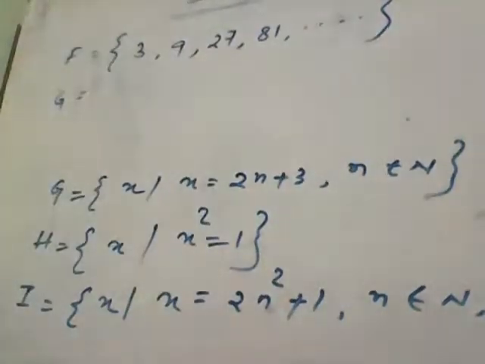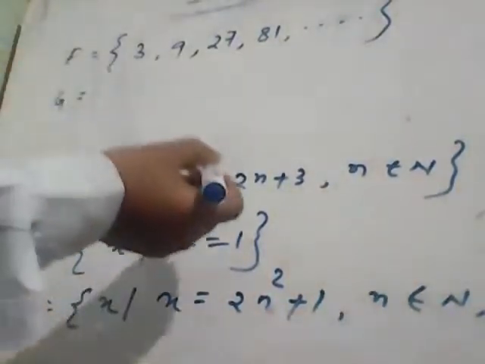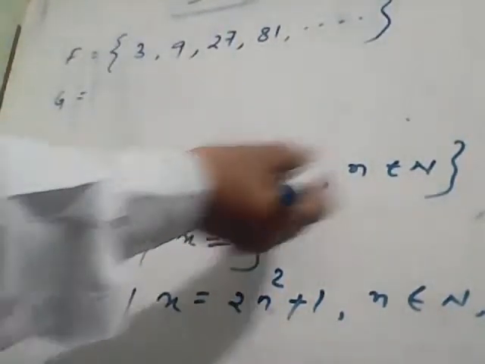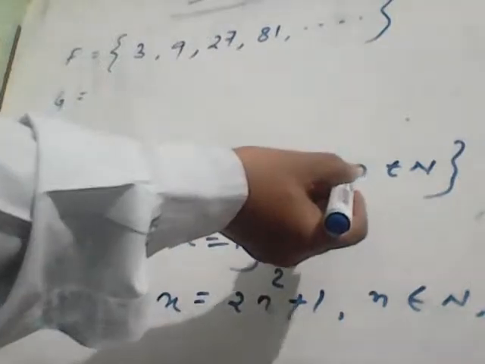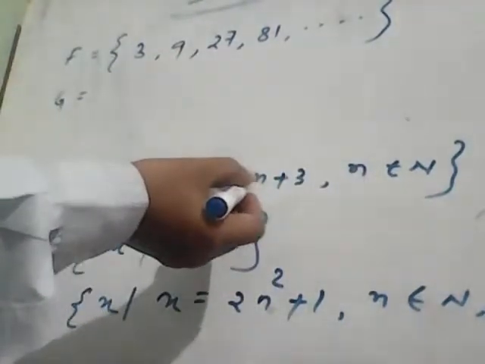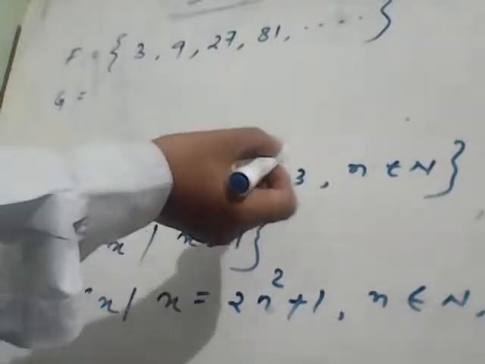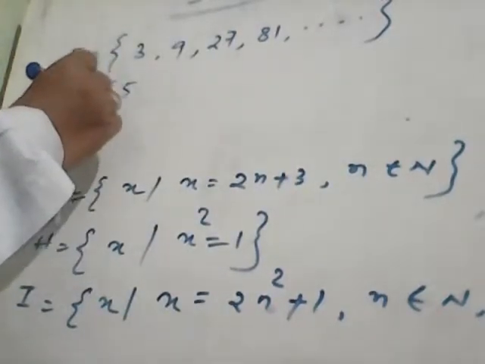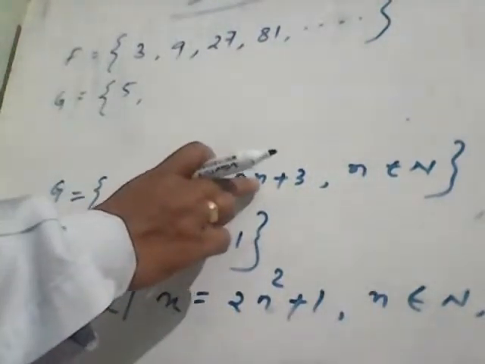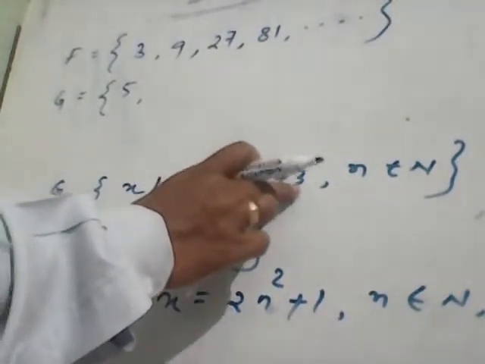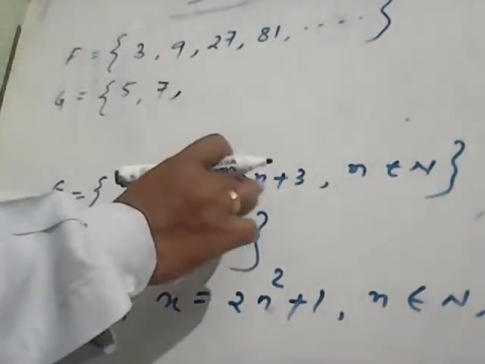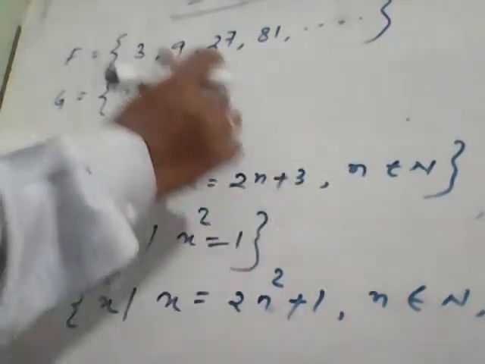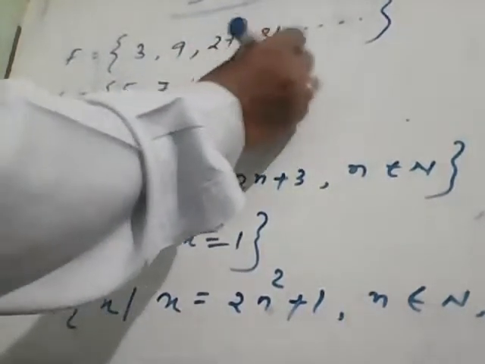Here, G is the set of x such that x equals 2n plus 3, where n is a natural number. Putting 1 here, you will get 2 into 1, 2, 2 plus 3, it is 5. First element is 5. Putting 2 here, 2 into 2 is 4 plus 3, 7. Putting 3 here, you will get 6 plus 3, 9, and so on.